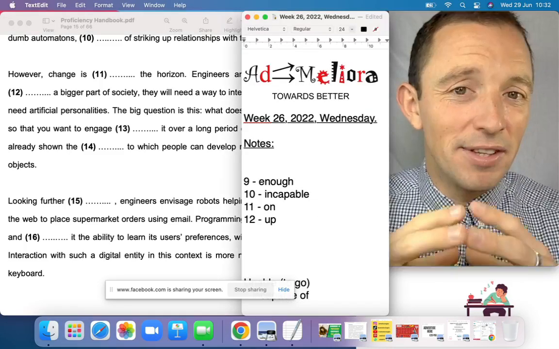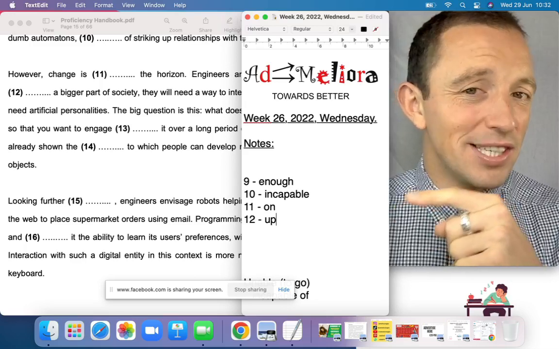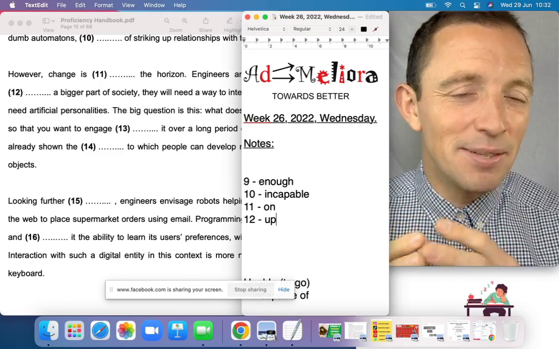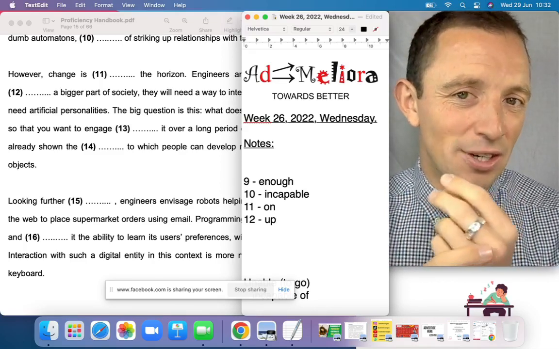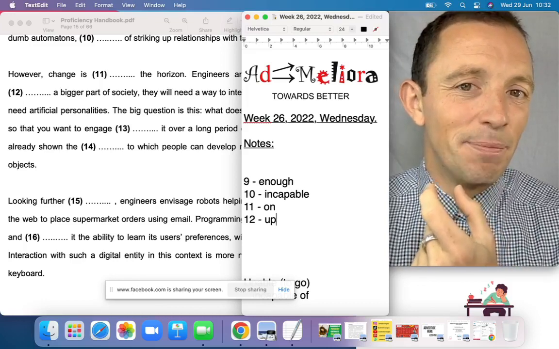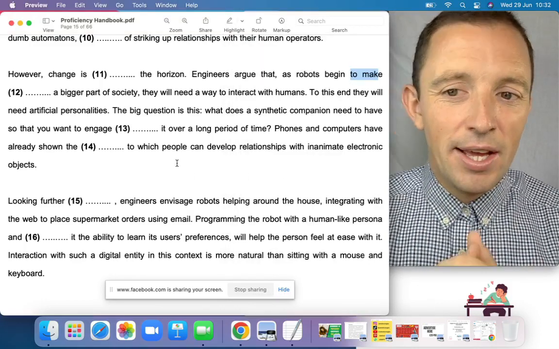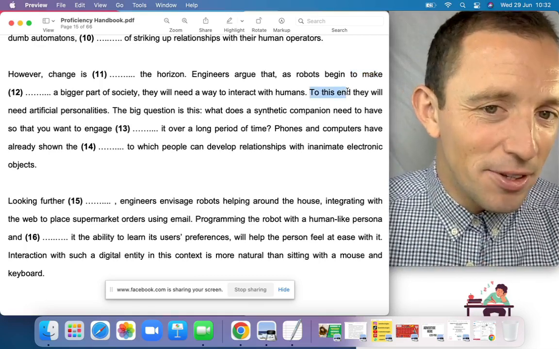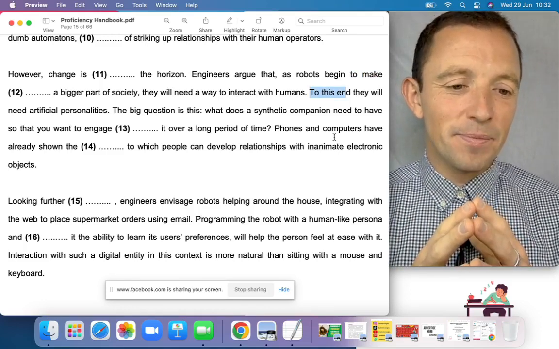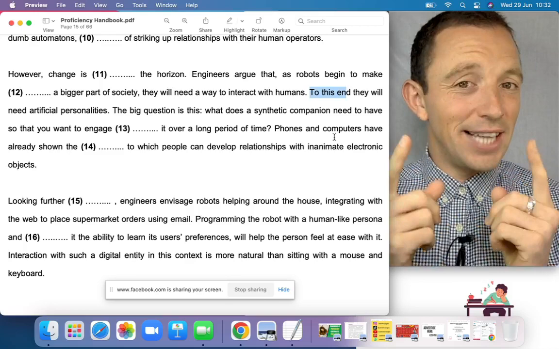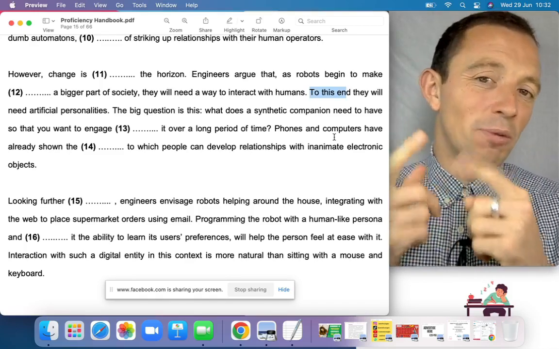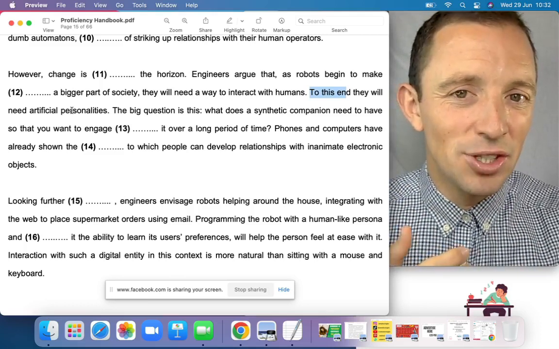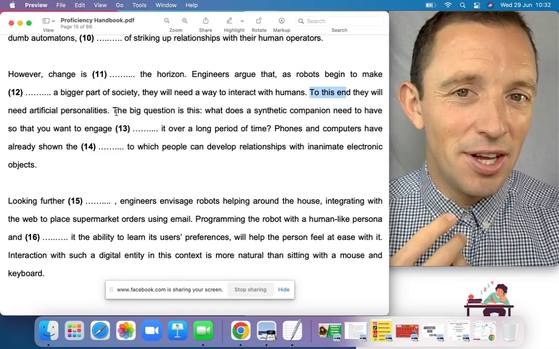Maybe you have a different answer. Again, you can see it's just a simple preposition. It's nothing more complicated. It's not advanced, peculiar vocabulary. No, it's grammatical, and specifically here, it's a phrasal verb. Next. Okay, so to this end is a difficult expression, and that basically means to complete this objective. That's the translation. To this end means to complete this objective. In relation to this objective, they will need artificial personalities. So robots will need artificial personalities.